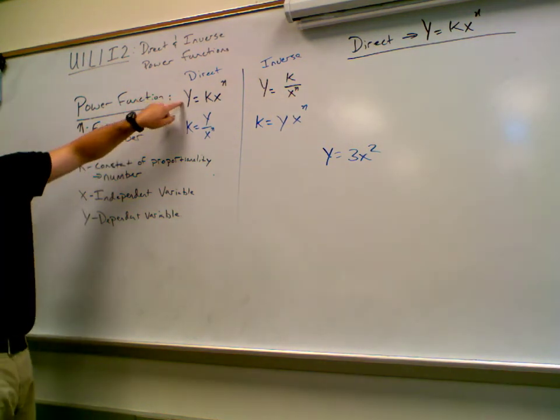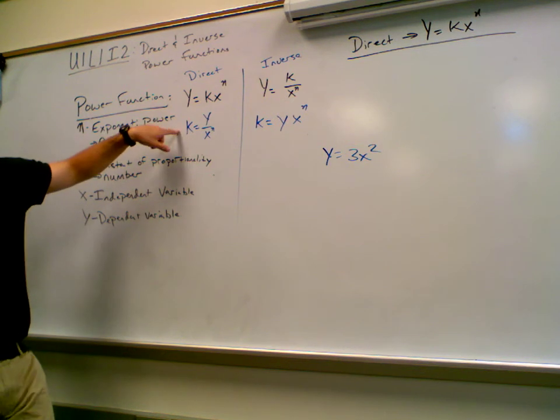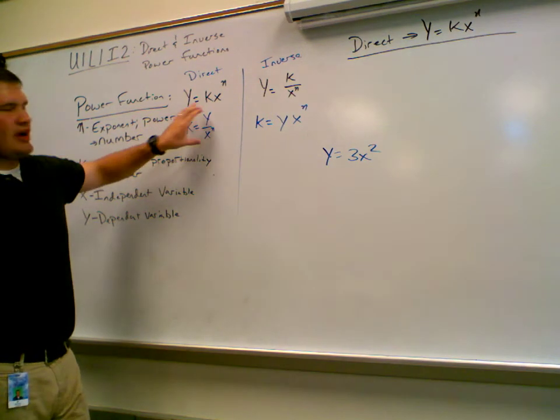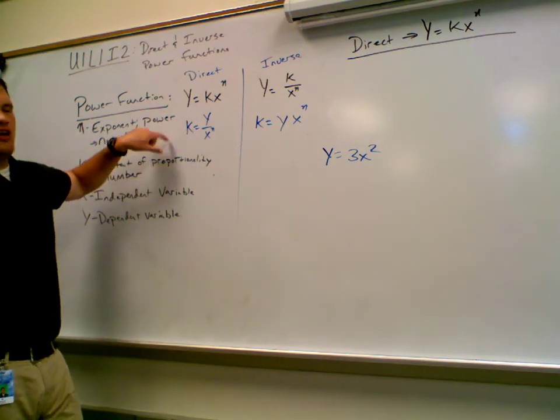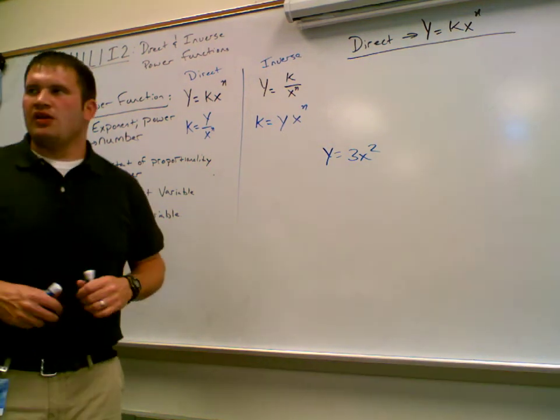Okay. See how I solve for y here? Y is by itself. Down here, what do I solve for? K. When you're solved for k, direct is division. When you're solved for your constant, direct is division. Okay. Does that make sense? Yeah. Okay, we'll do some examples here in a second with that. Okay. Any other questions?